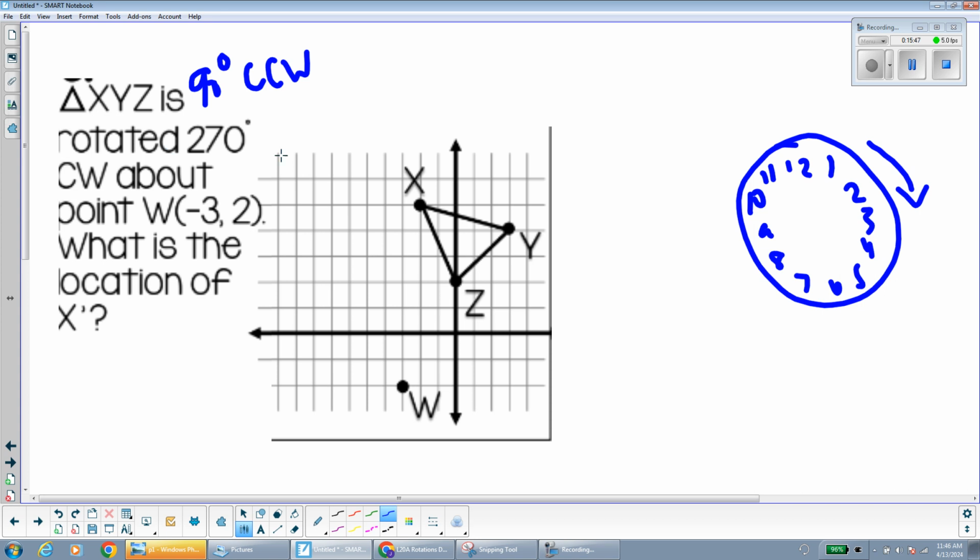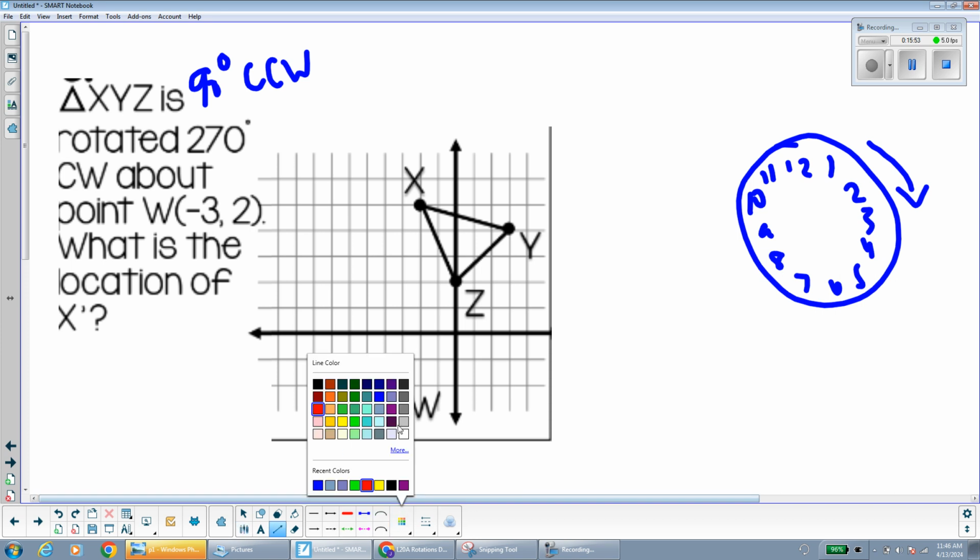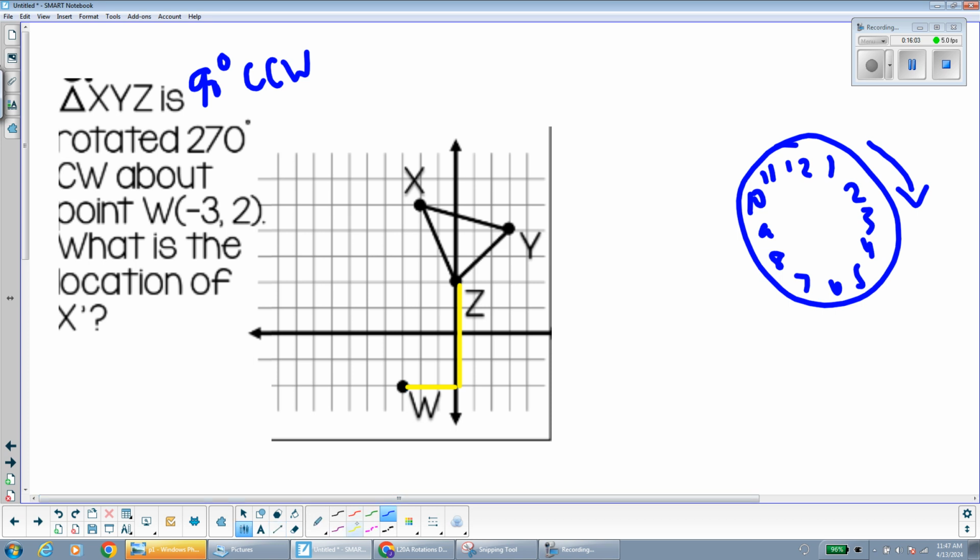So we are going to get started on that one. What I'm going to do is I'm going to just connect from point Z to the center of rotation here. And I am rotating 90 degrees counterclockwise. So the L is going to look like this.